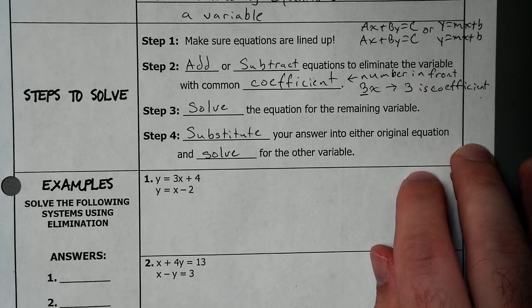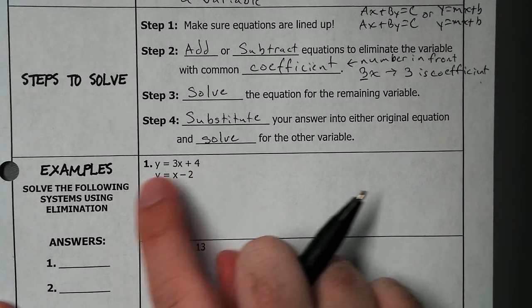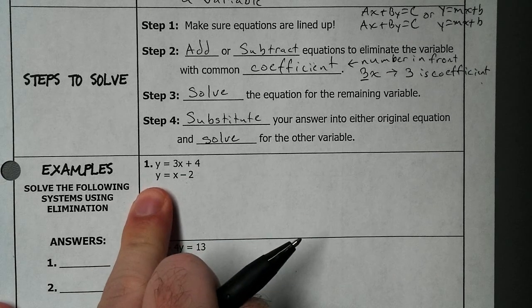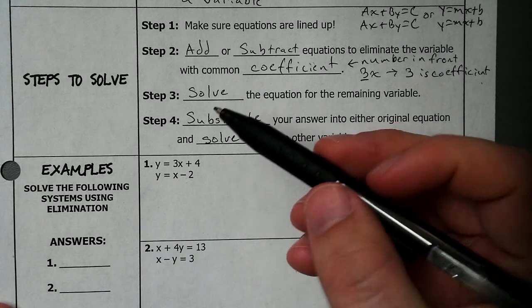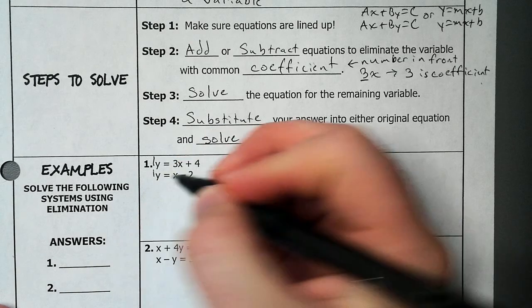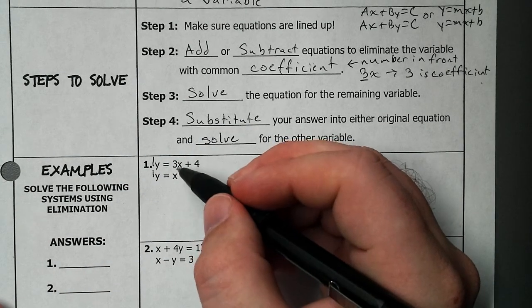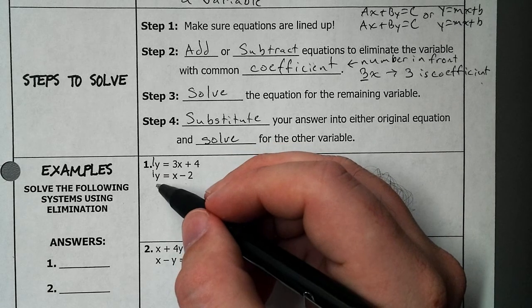Alright, let's look at the first example. I've got y equals 3x plus 4 and y equals x minus 2. Yes, I would rather use substitution on this, but I'm going to show you can still use elimination. This has a coefficient of 1. This has a coefficient of 1. It's that sneaky 1. That's 3 and that's x. Well, we're obviously looking at the y's because they have the same number in front, right?